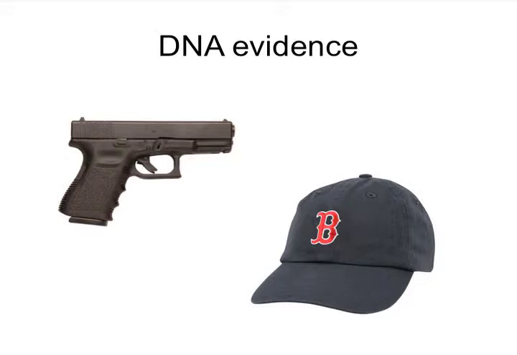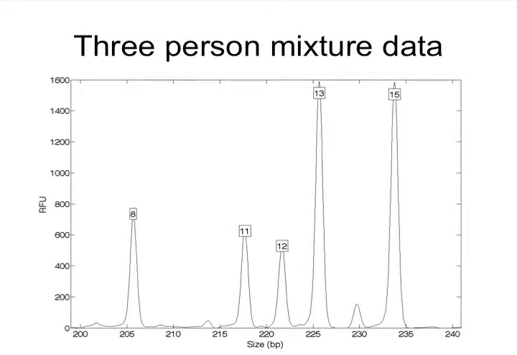to have a high match statistic between the baseball hat and the suspect, but on the gun, they could only produce a very low CPI stat. So then we were sent the data from the gun. And here's an electrophoregram view of that data looking at one locus.